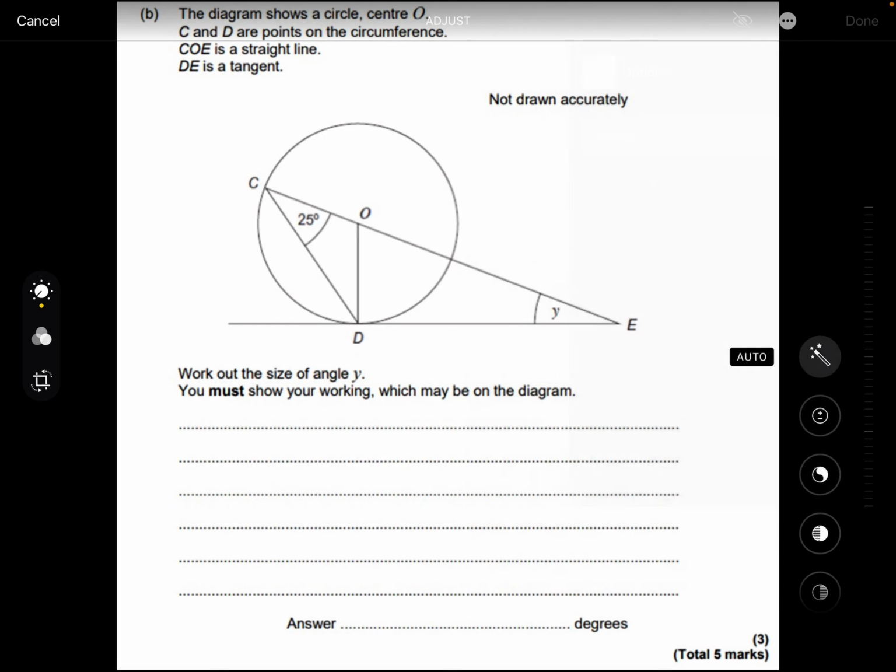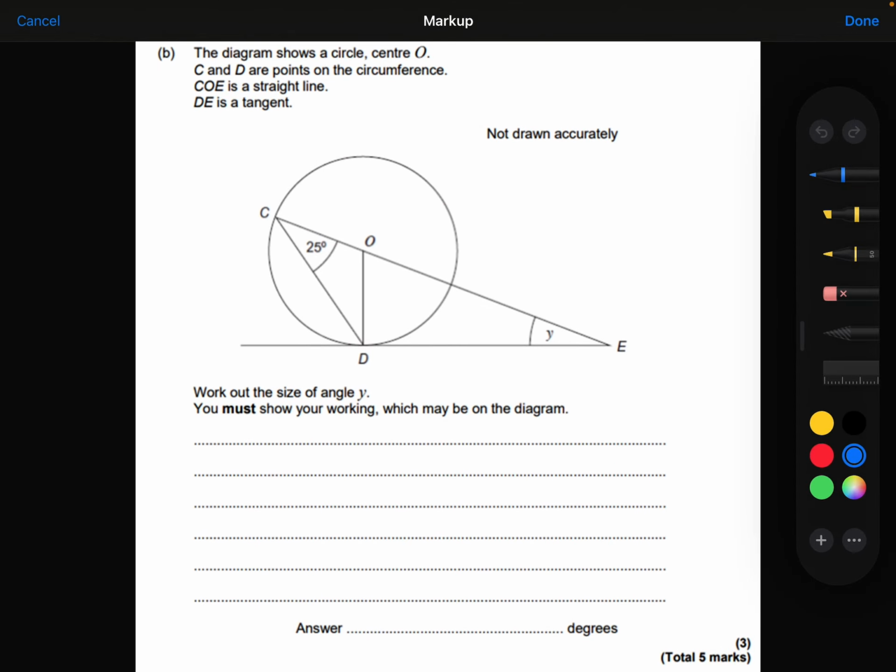For part B of this question, we've got a diagram of a circle that has centre O, and we're told that C and D are points on the circumference of the circle, and COE is a straight line. We need to work out the size of angle Y.